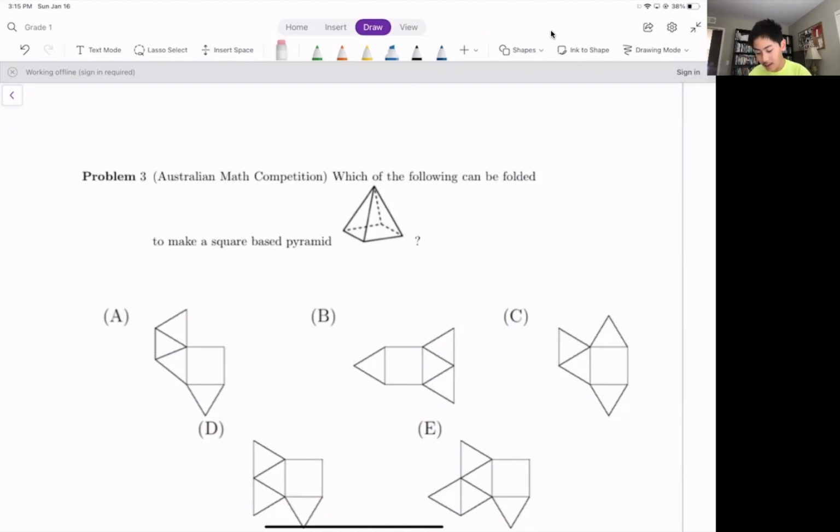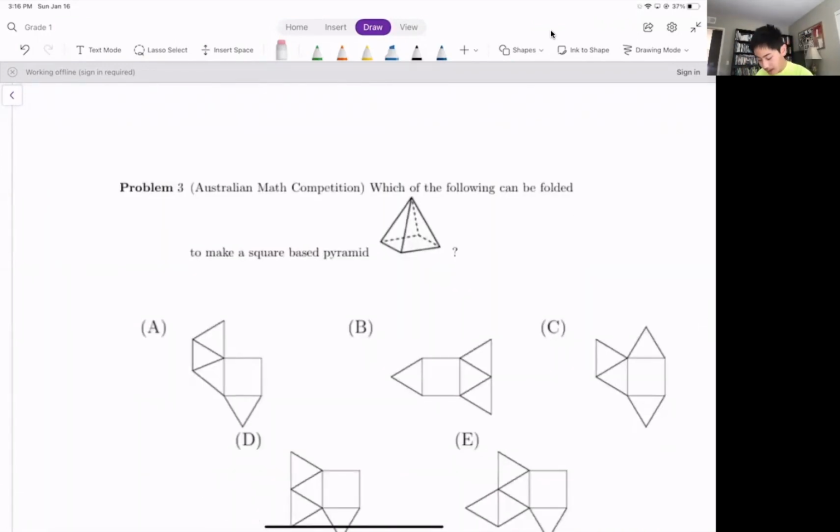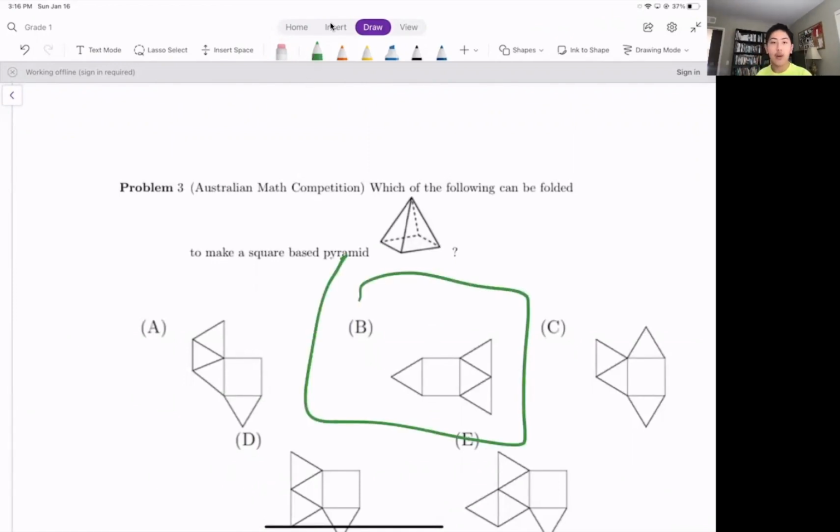Okay, let's see if we can make it. Let's see. And yes, B can be folded to make a square-based pyramid, as I have just made it look square-based. See, all sides are of a square-based pyramid. This is a pyramid. So yes, the answer should be B because I have just carved it out with a square base. So the answer should be B. B can be accomplished to make a square-based pyramid.